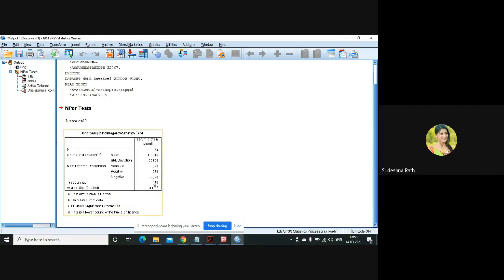So the p-value should be greater than 0.05. Over here the test statistic is greater than 0.05, that is 0.07, so we can say that the data is normal from the p-value. And what is the p-value here? The p-value is 0.200, I think. Yes, that is the p-value.